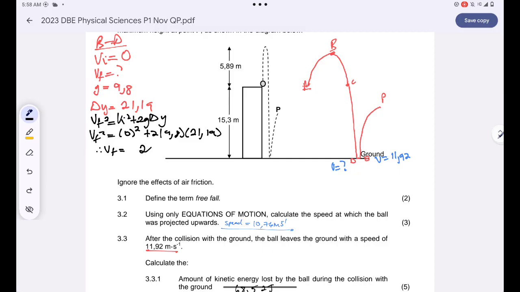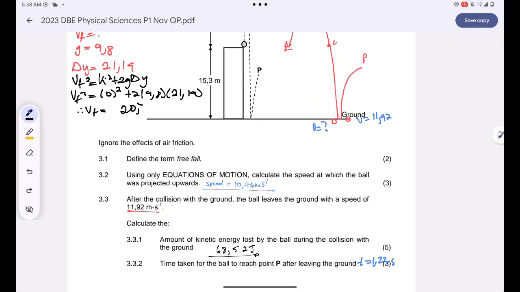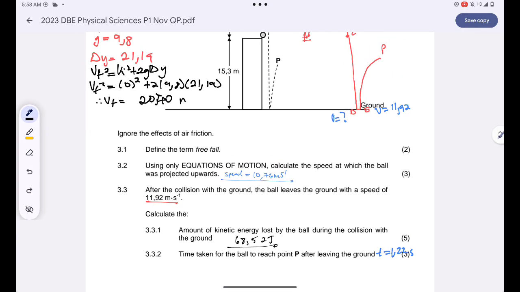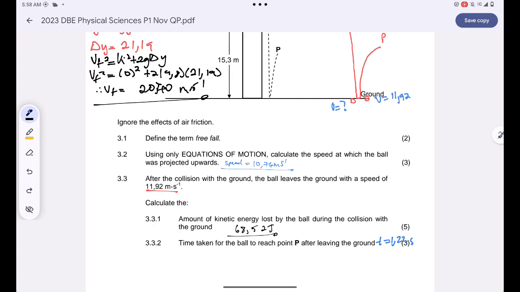Yes, I still get 20.38, but I think I wrote it as 20.40 meters per second, right? 20.4. Okay. And then now I do know the velocity of the ball at position D.